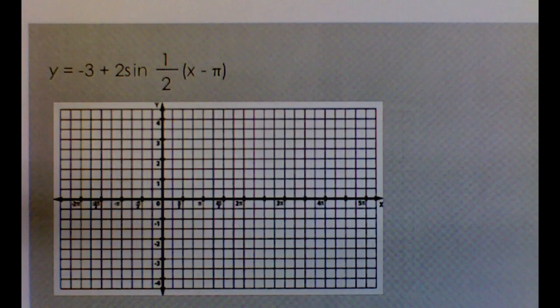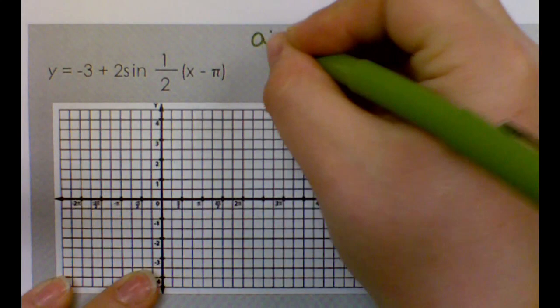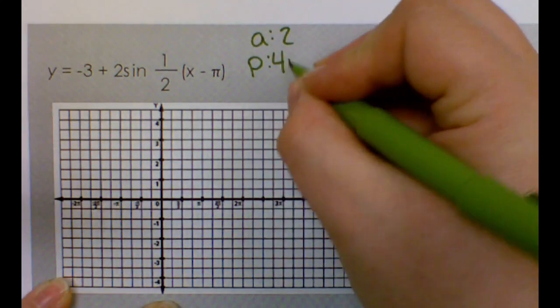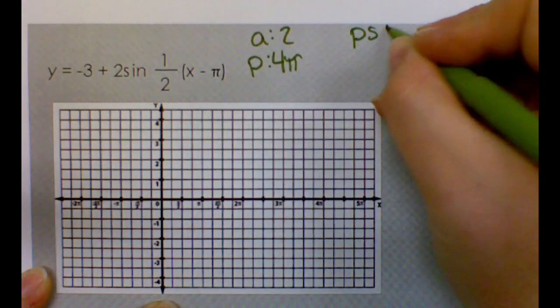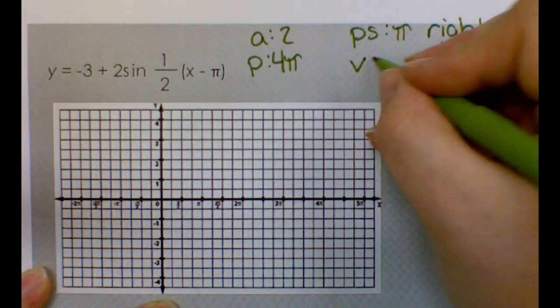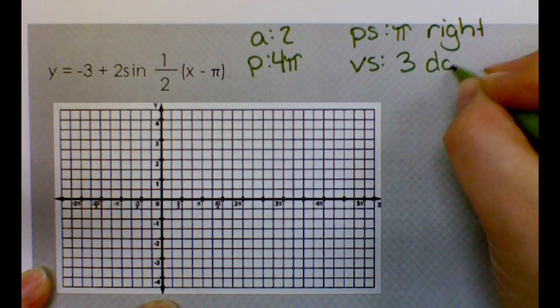Now this one has everything going on. All right, so our amplitude is 2. The period is 2 pi over 1/2, which is 4 pi. Phase shift is pi to the right. Vertical shift is 3 down.